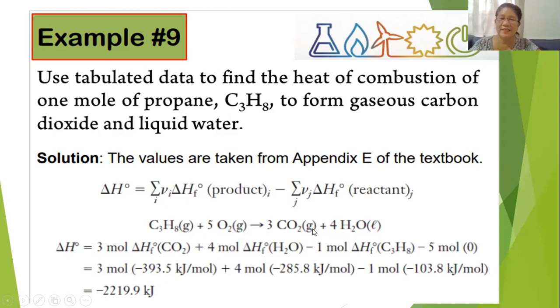That is the three moles of the delta H formation of carbon dioxide plus the four moles of the delta H formation of water minus, that is pila ka mole sa imong product ang imong propane. It's one. Minus one mole of delta H formation of your propane minus five moles of your oxygen. As I have said, basta elemental form gani na siya, it's not in a form of a compound, zero. So finally, from the table, let us look for our carbon table.